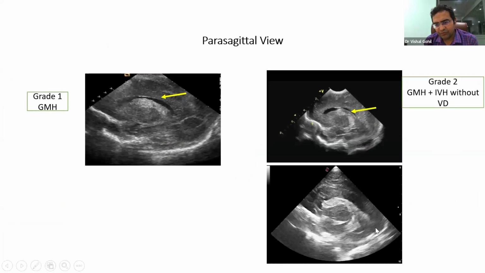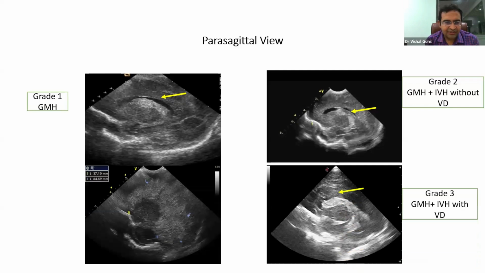If there is more bleed, then it creates ventricular dilatation. That is your grade 3 IVH, and this is your grade 4 when there is a fill-up of the blood, or sometimes even grade 1 also creates grade 4, and periventricular brightness is there. That is your grade 4 IVH.